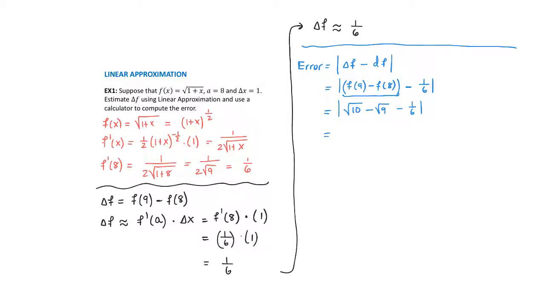Whenever you use your calculator and you do these computations, you're going to end up getting the absolute value of negative 0.004389. And by having it within absolute value, that means that the error involved will be this decimal. That seems like a very small error. So it gives us the impression that the approximation of 1/6 is a pretty close approximation.